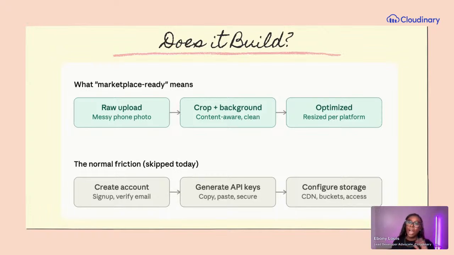And what we're not going to have to deal with today, the friction we're skipping, is we're not going to create an account manually at all. So we don't have to do signups. We don't have to verify our email. I hate doing that. I'm not clicking on the links and we don't have to do any of that today. We're not generating API keys manually, which is nice. So no copy and pasting. You guys won't learn all my secrets or anything.